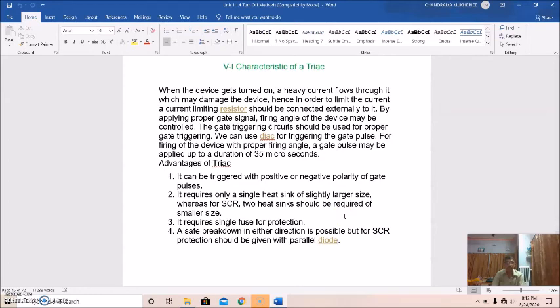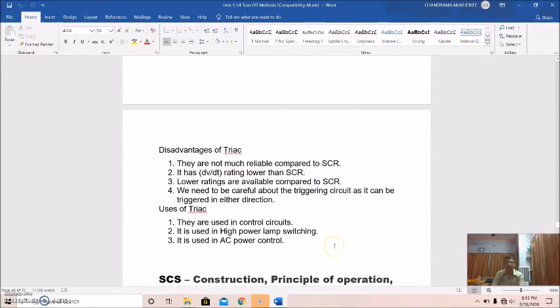It requires only a single heat sink of slightly larger size, whereas for SCRs, two heat sinks would be required, of smaller size. It requires a single fuse for protection. Safe breakdown in either direction is possible, but for an SCR, protection should be given with a parallel diode. The disadvantage of the TRIAC is that it is not as reliable compared to an SCR. The dv/dt rating is lower than an SCR, and lower ratings are available compared to SCRs. So we must be careful about the triggering circuit, as it can be triggered in either direction.